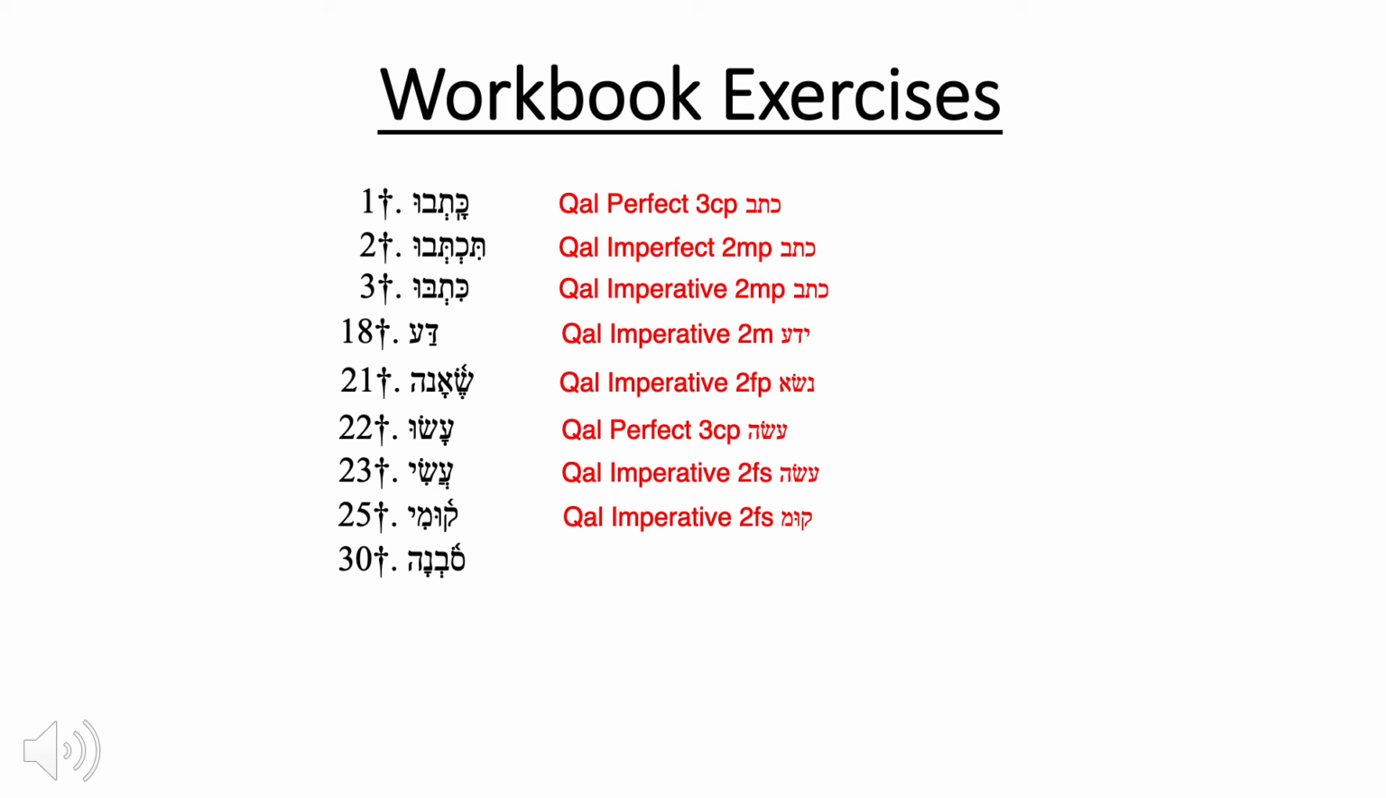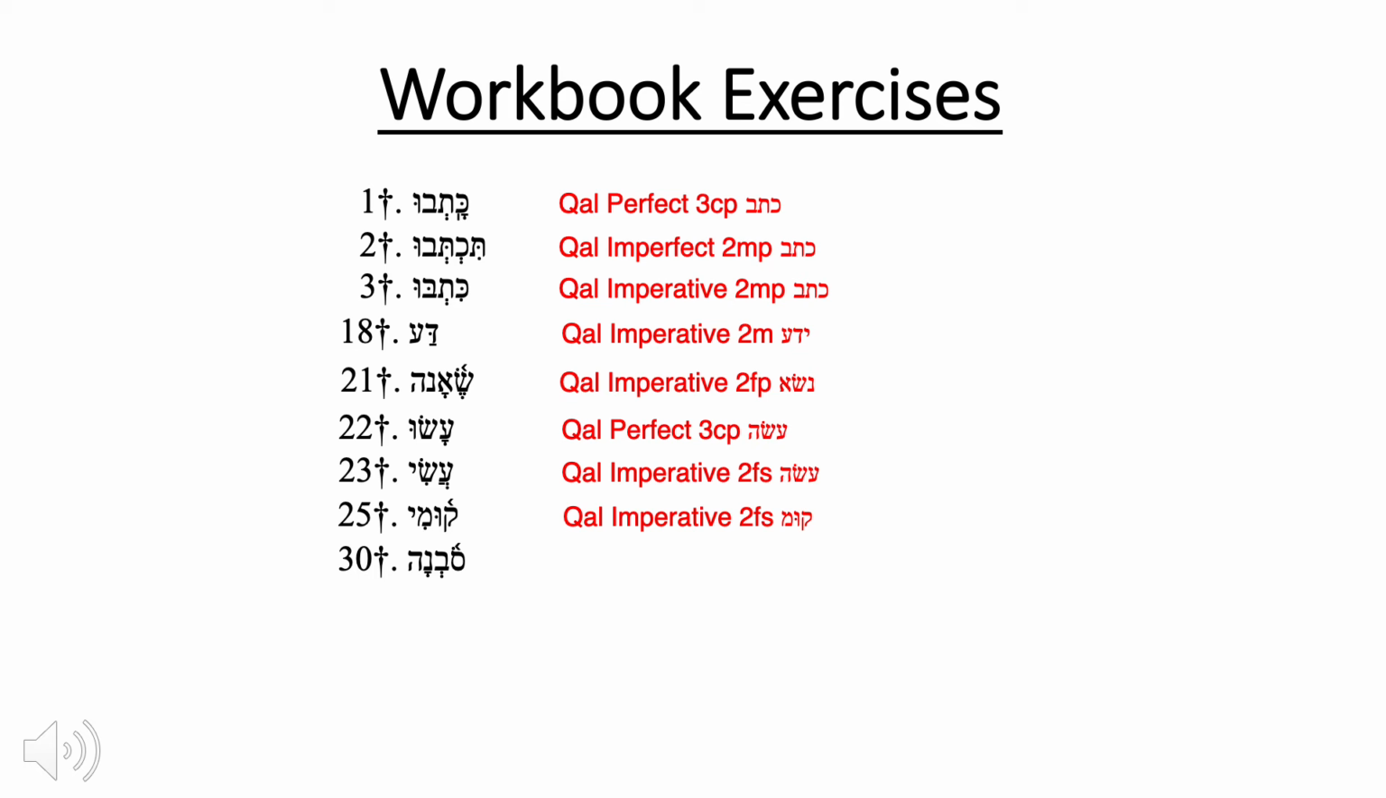This is also a Qal imperative, feminine singular. The tav at the front of the verb has dropped. We have kum, not kam, so we know this is not perfect. We have kum, which means it's either an infinitive construct, which we've not learned yet, or it's an imperfect.